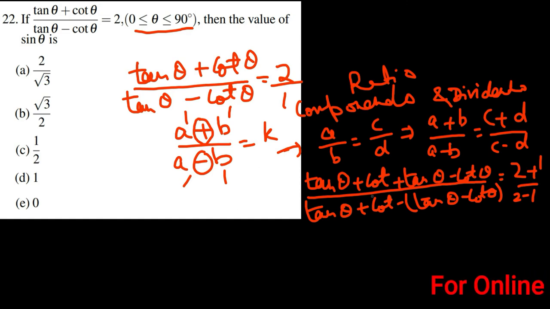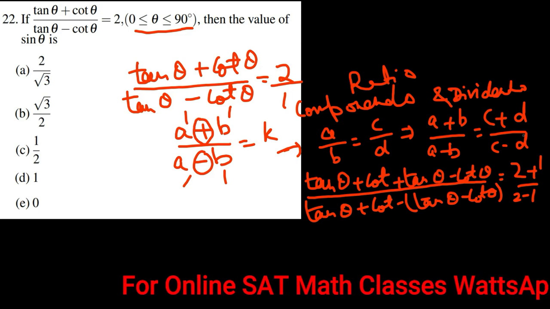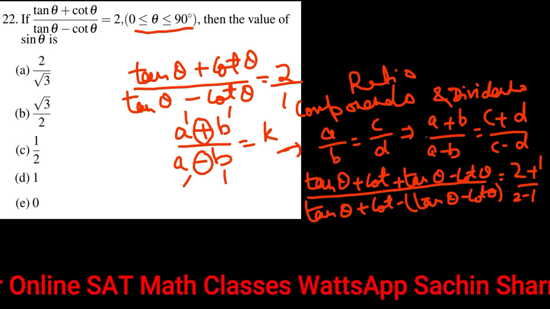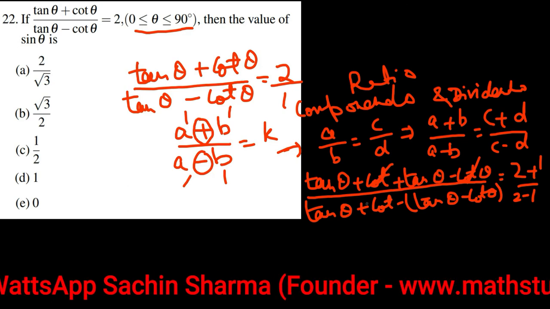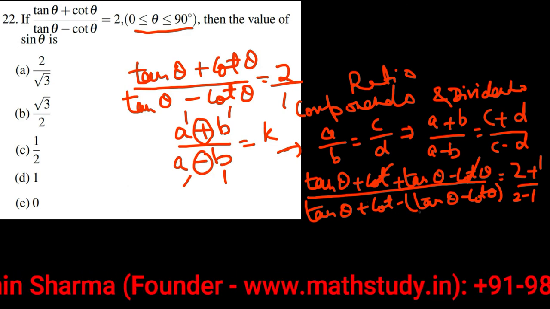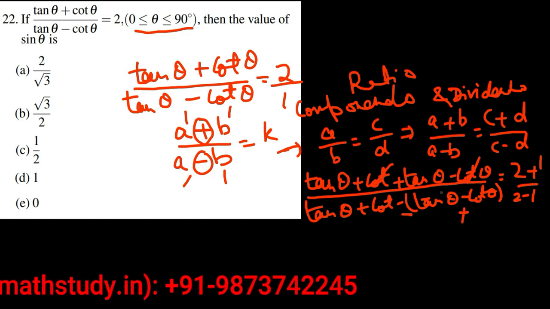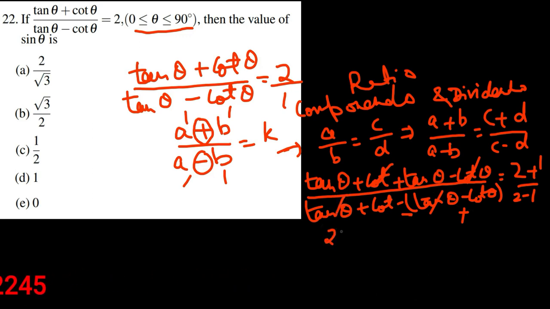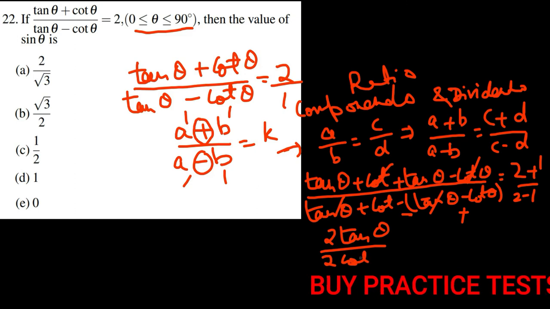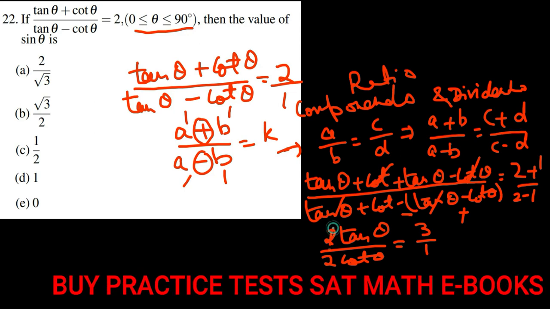So this will become a plus b upon a minus b equals c plus d upon c minus d, as we have already discussed this property. Now we can see which terms are getting cancelled here. Cot theta gets cancelled with this one. Similarly in the denominator, if we open this bracket, then tan theta will become negative and cot theta will become positive. Therefore tan theta will get cancelled and cot theta will become 2 cot theta, and similarly in the numerator we will get 2 tan theta. So 2 tan theta upon 2 cot theta is equal to 3 upon 1. Okay, so these two also got cancelled.